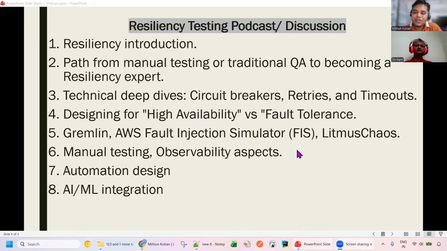Right. So there's a lot of things. You can basically start off with open source tools and then move on to all of these things if your company can afford it. Gremlin is quite costly. FIS is there, but again, it's an AWS thing. You will already have some amount of money lying there.